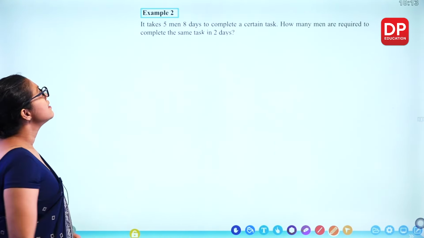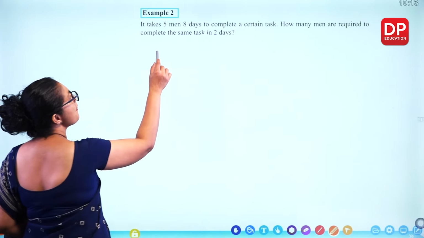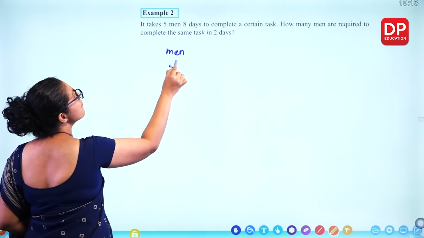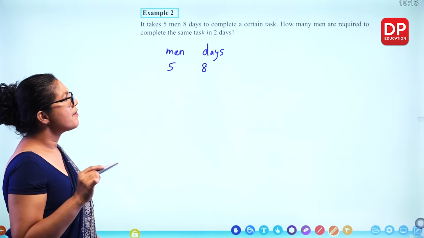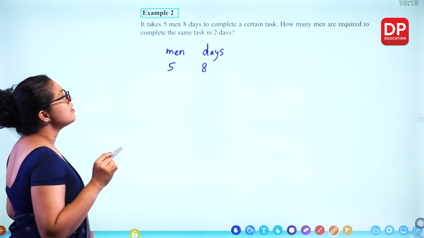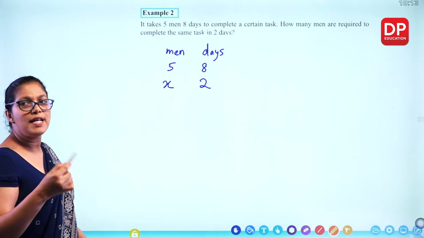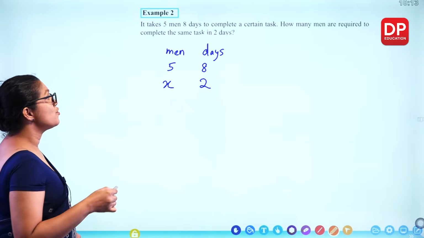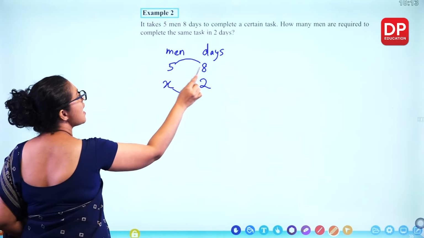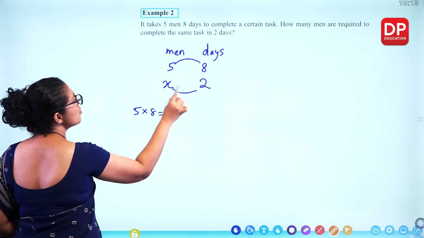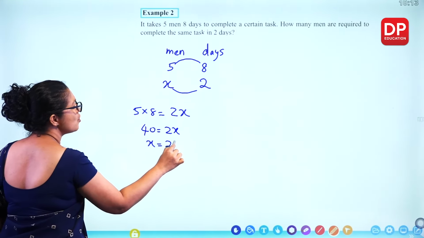Now we'll look at the second example. It says if it takes 5 men 8 days to complete a task, how many men are required to complete the task in 2 days? Now, the number of days given should be 2, and you're asking how many men we need. If I'm using my method, we use horizontal multiplication. 5 times 8 is equal to 2x. So 40 equals 2x. That means x equals 40 divided by 2, 20 men needed.